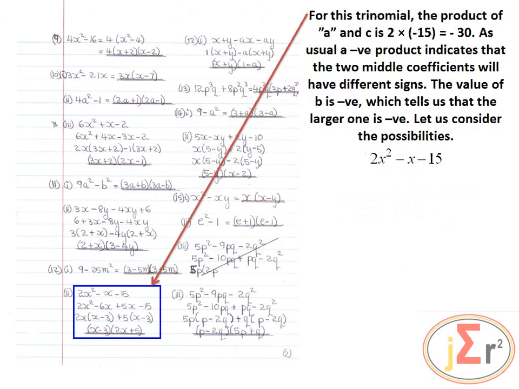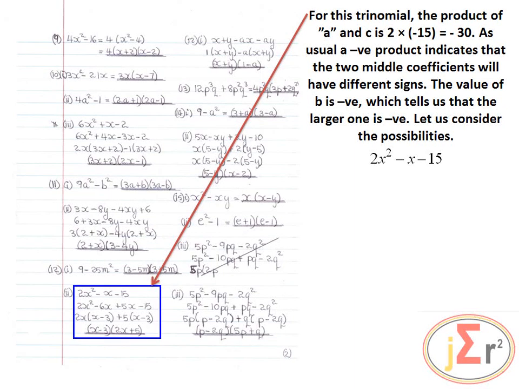For this trinomial, the product of A and C is 2 multiplied by negative 15, which is equal to negative 30. As usual, a negative product indicates that the two middle coefficients will have different signs. The value of B is negative, which tells us that the larger one is negative. Let us consider the possibilities.